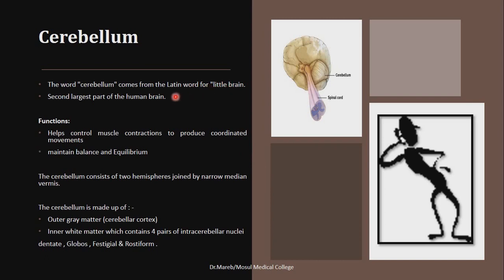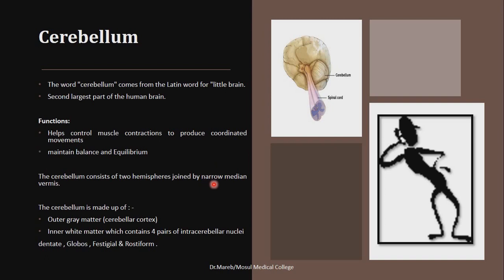It is the second largest part of the human brain after the cerebrum. The cerebellum controls muscle contraction, so it produces coordinated movement and maintains balance and equilibrium. So the cerebellum is important for balance and equilibrium, and controls muscle contraction and produces coordinated movement of our body. The cerebellum consists of two hemispheres, and these two hemispheres are joined by a narrow median vermis.